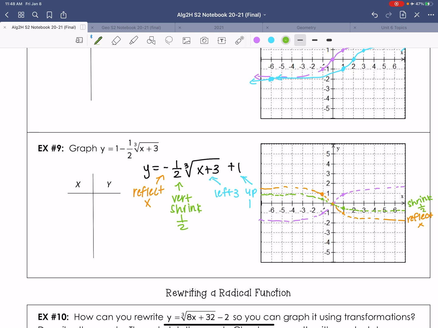So this is my shrink by a half. And then the last thing we do is we're going to go left 3, up 1. So take left 3: 1, 2, 3, up 1. So at negative 3, 1 is going to be my new center. Okay. And then we would have a point here and a point here.